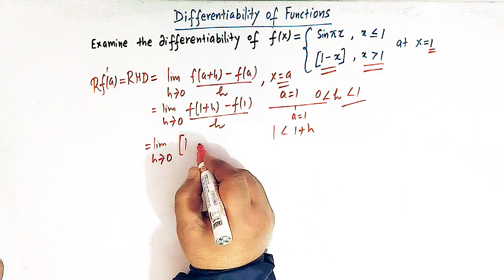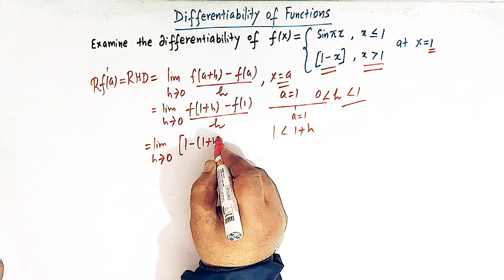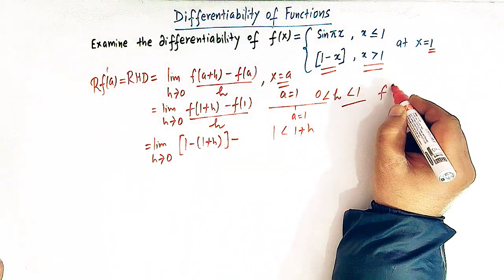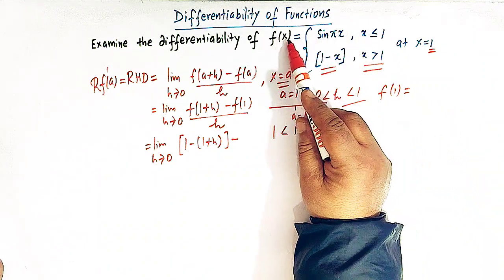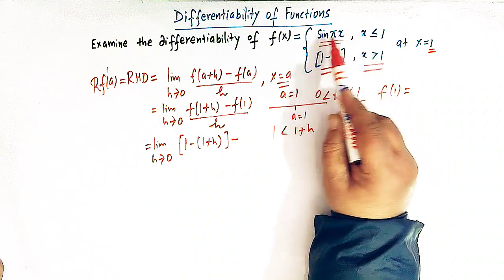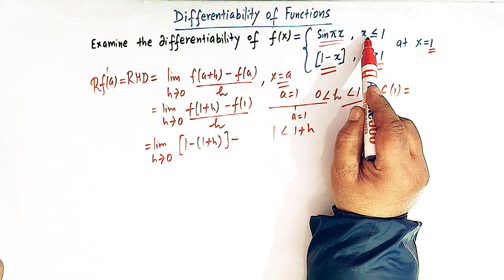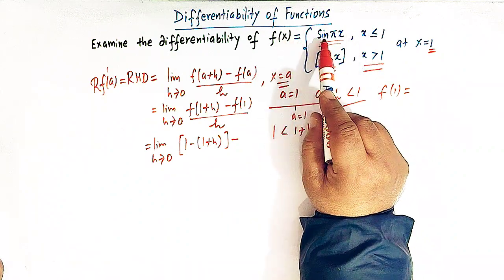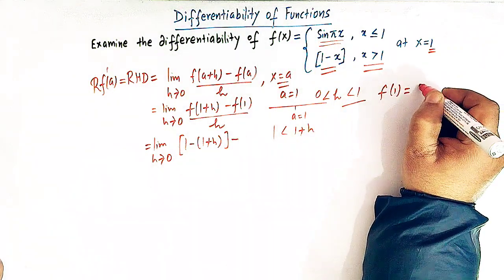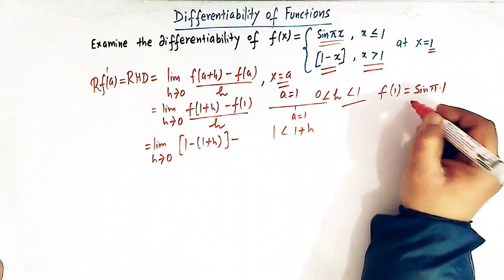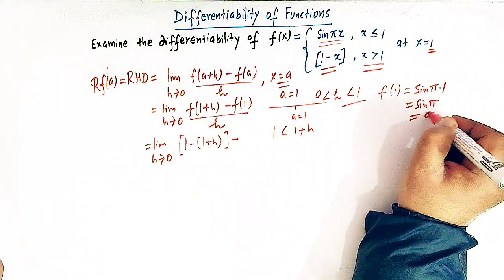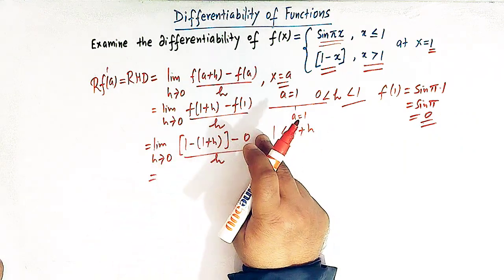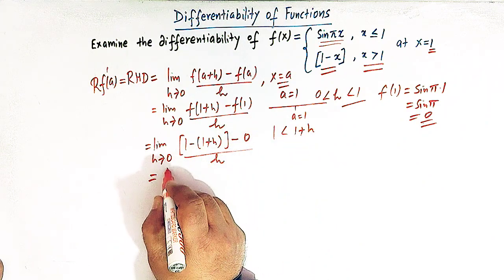So we have greatest integer of 1 minus 1 plus h, and then we have f of 1, right? So to get the value of f of 1, we'll take this form of the function, because f of x is defined for all values of x less than or equal to 1 as the sine of pi x, right? So f of 1 is the sine of pi times 1. So we have sine pi is 0, right? So here we have 0 and here we have h, and now we can simplify this expression.